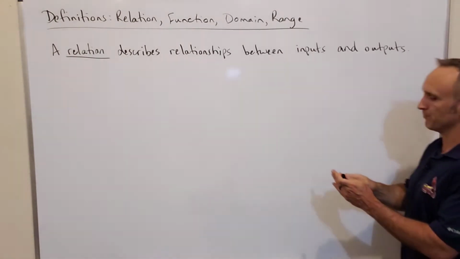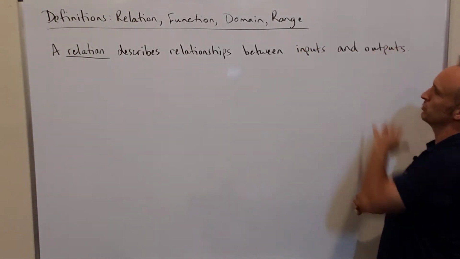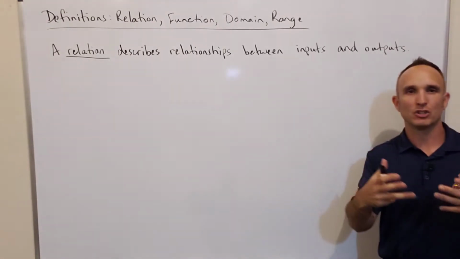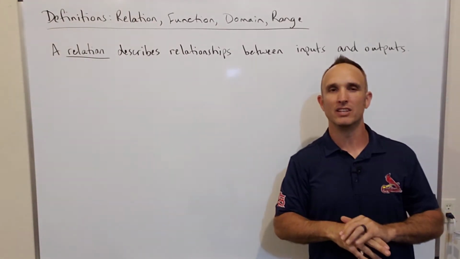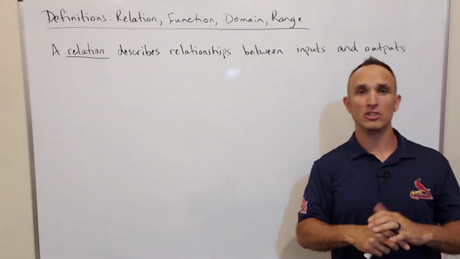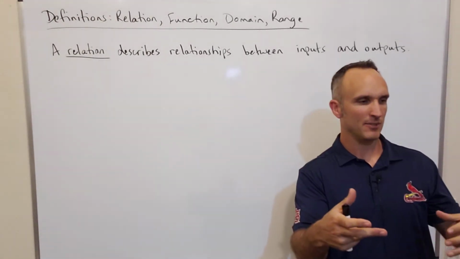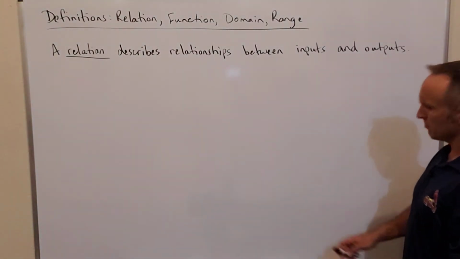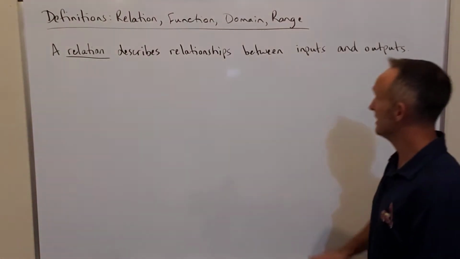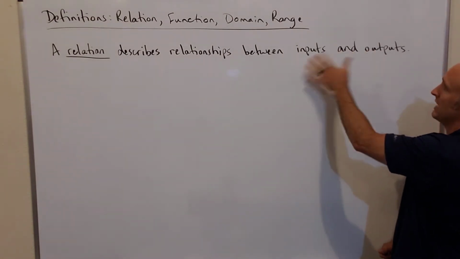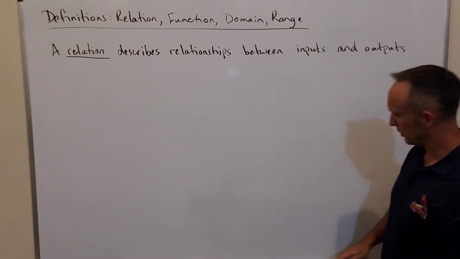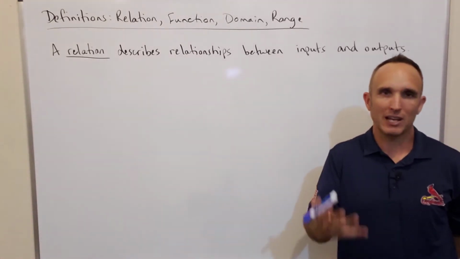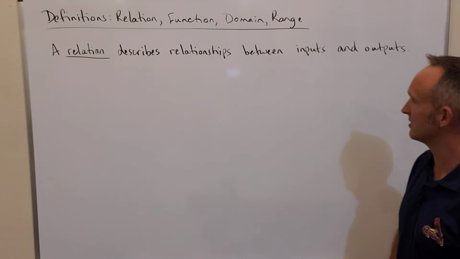So you have this group of inputs and you have this group of outputs, and you don't have to call them inputs and outputs. That's a common way to think of this because we might think of a relation as being a machine. You feed something in and you get something out. So one's the input, the other's the output. But the idea is, how do the inputs relate to the outputs? What's the connection between them? And we're gonna emphasize this concept using what's called a mapping. So that'll be the tool that I use to convey this concept.